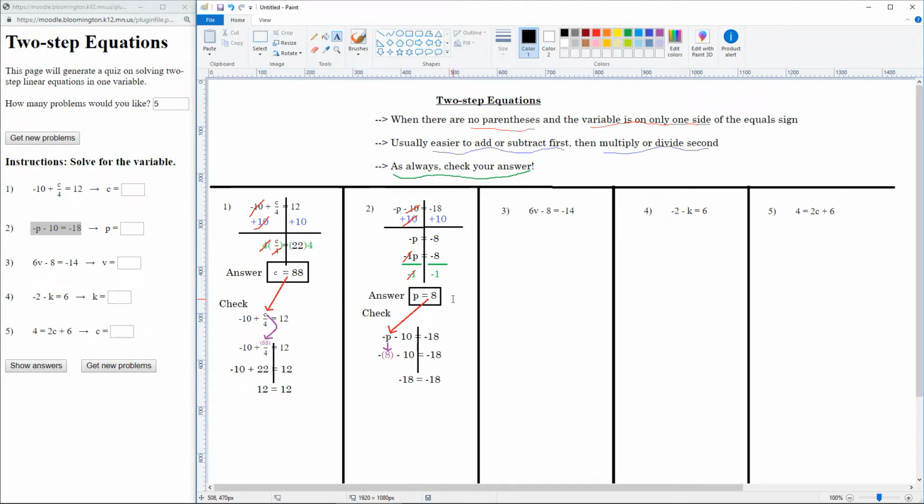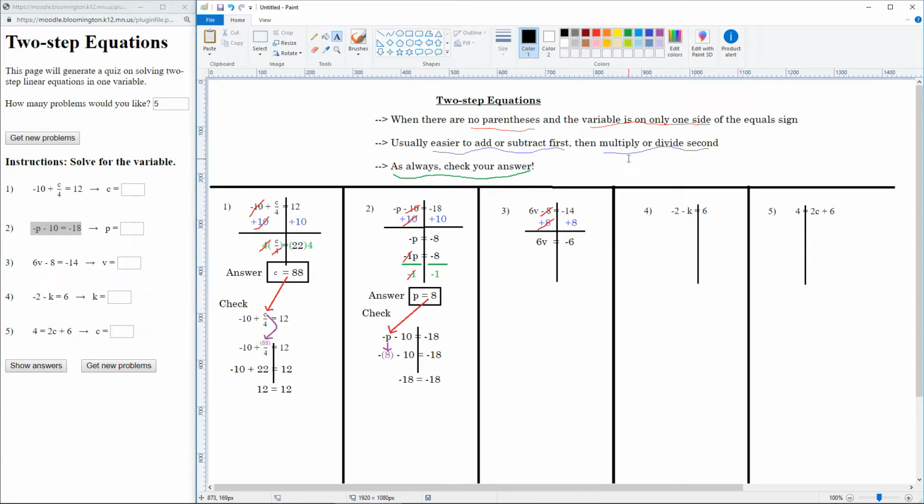Okay, I'm going to try and go a little bit quicker with 3, 4, and 5. So looking at number 3, 6v minus 8, we're going to cancel the minus 8 with a plus 8, and we'll add 8 on both sides. Our plus 8 is going to cancel with the minus 8 that we have. That's why we did that. So now our equation becomes 6v equals negative 6.